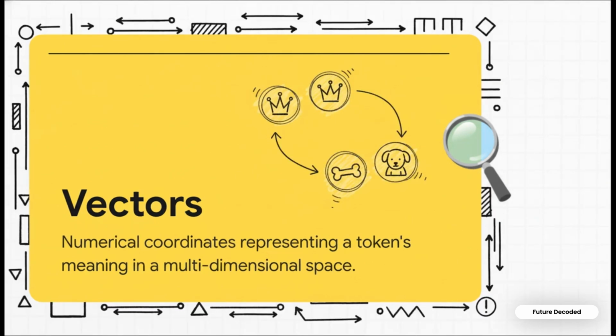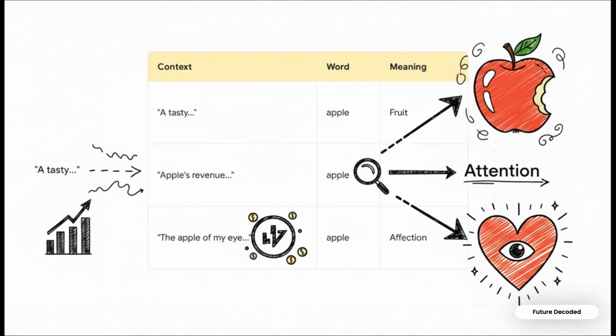So now we have these tokens. Each one gets converted into a long string of numbers called a vector. Now, the best way to think about this vector is as a set of coordinates that places that token on this giant, multidimensional map of meaning. And on this map, words that mean similar things like king and queen or dog and puppy are placed really close together. But words can be tricky.